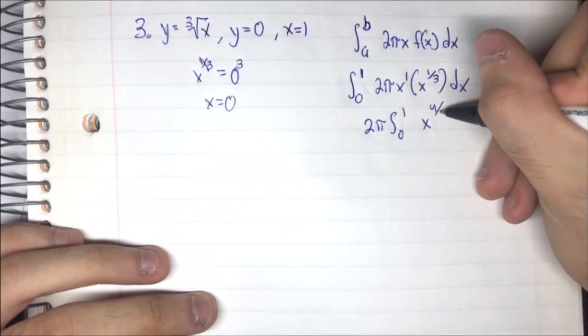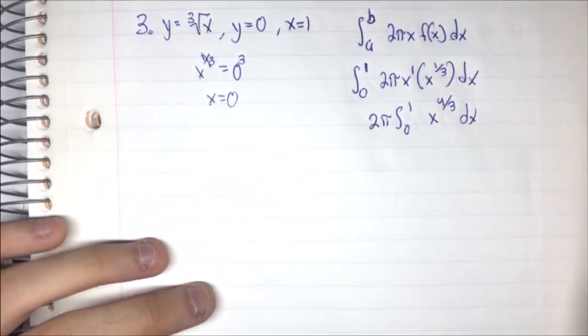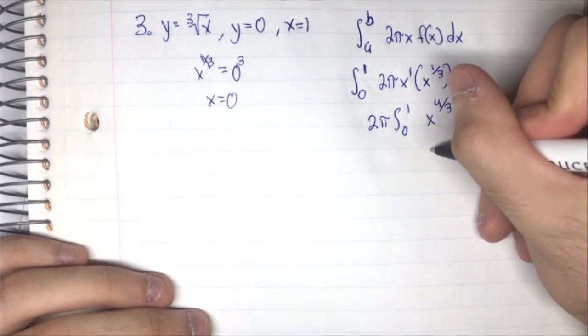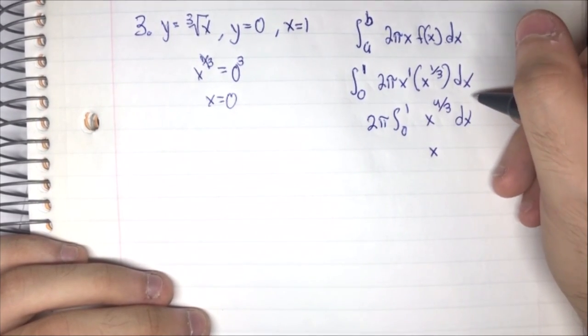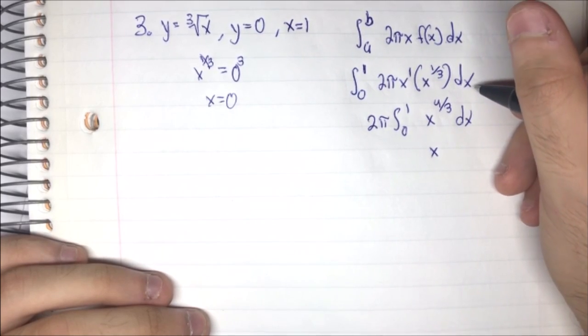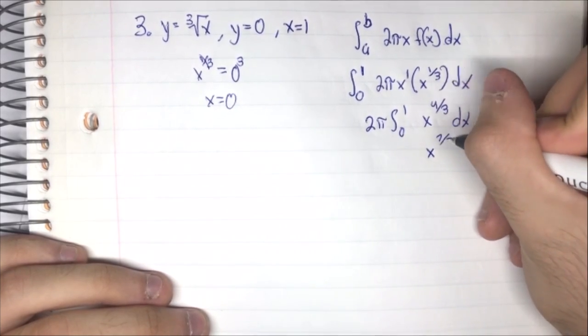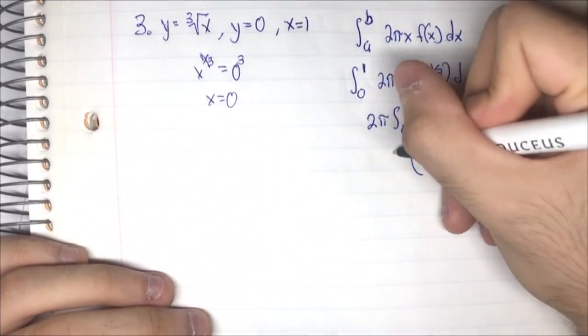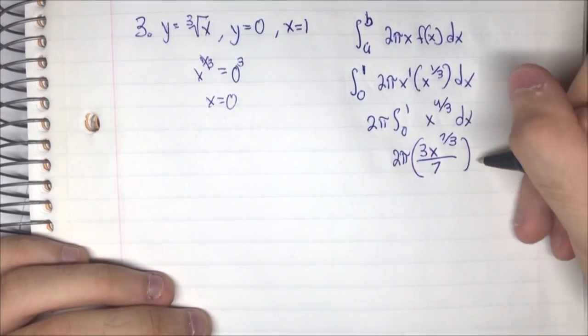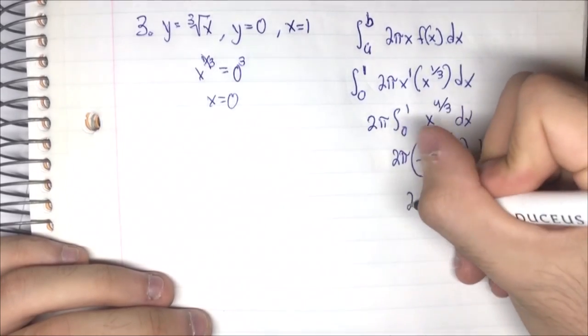That's x to the 4/3 dx. And now we find the antiderivative of that, so that's going to be x to the 4/3 plus 1, so that's 4/3 plus 3/3, that's 7/3, and then flip it over here. Alright, times 2 pi. So going from 0 to 1.